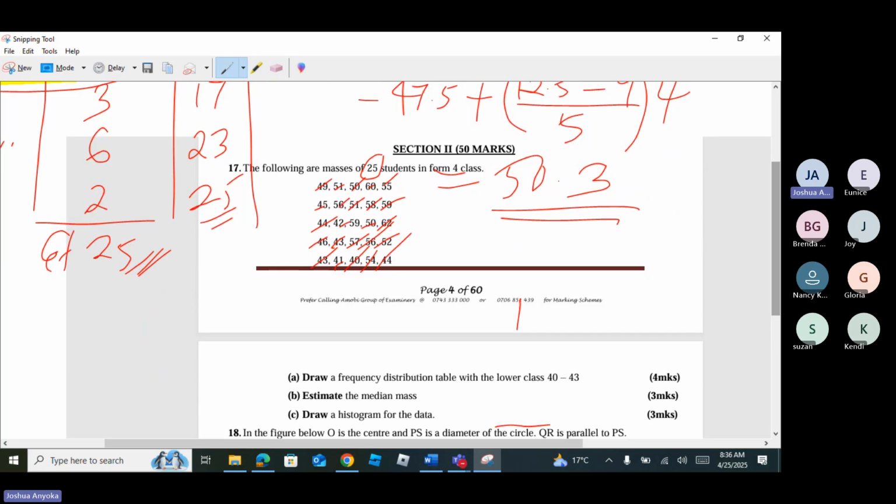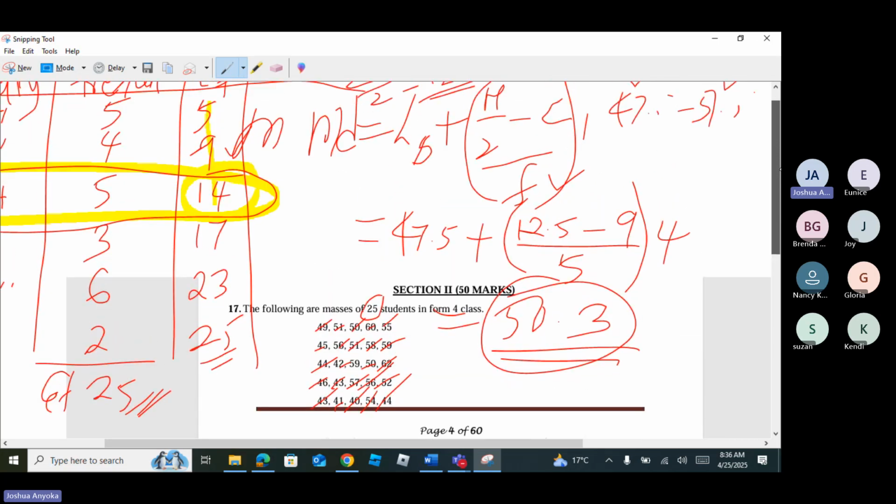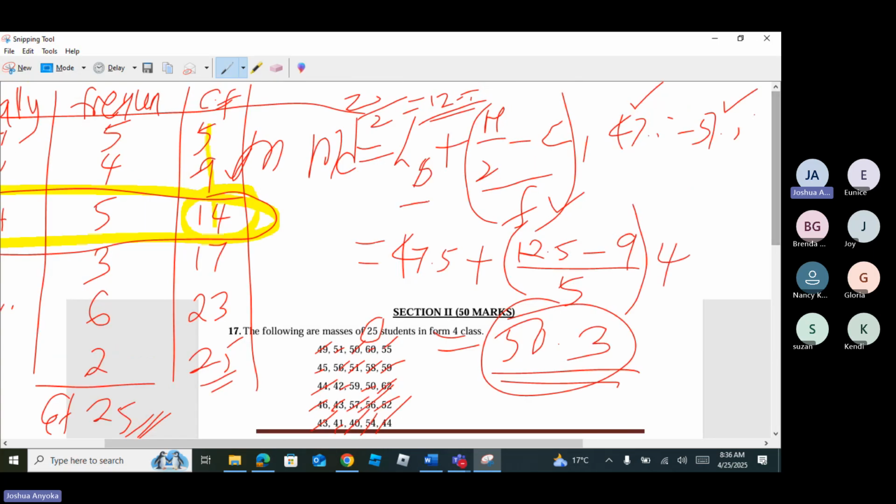Just calculate, you get the answer for the median. So what I want you to know is the formula for the median class, which is the lower class boundary plus n over 2 minus c. C is the cumulative frequency above the median class. F is the frequency of the median class, times the interval.